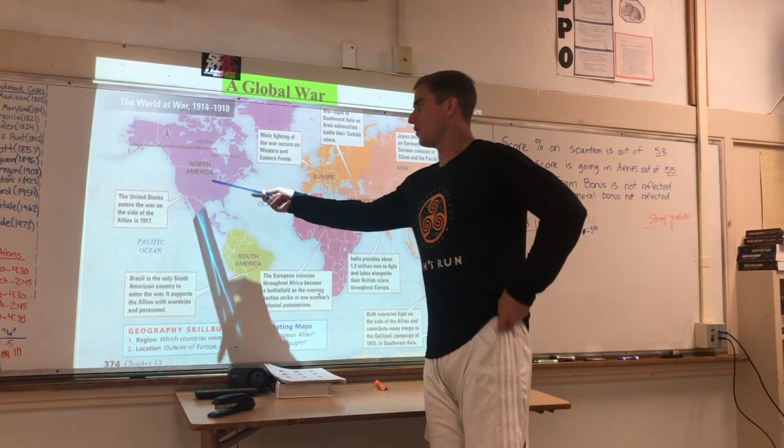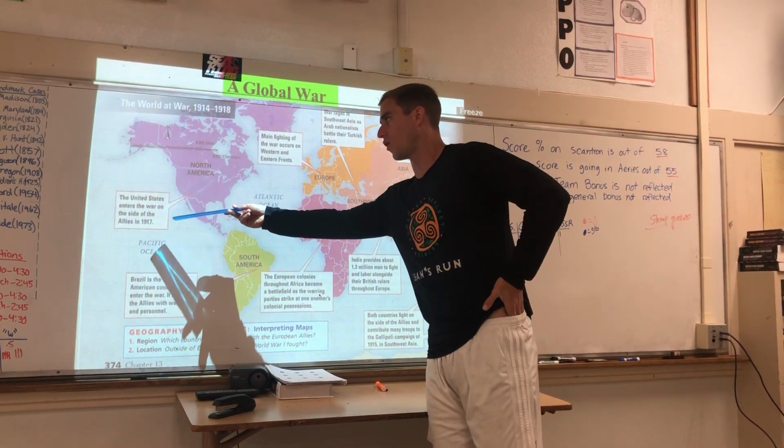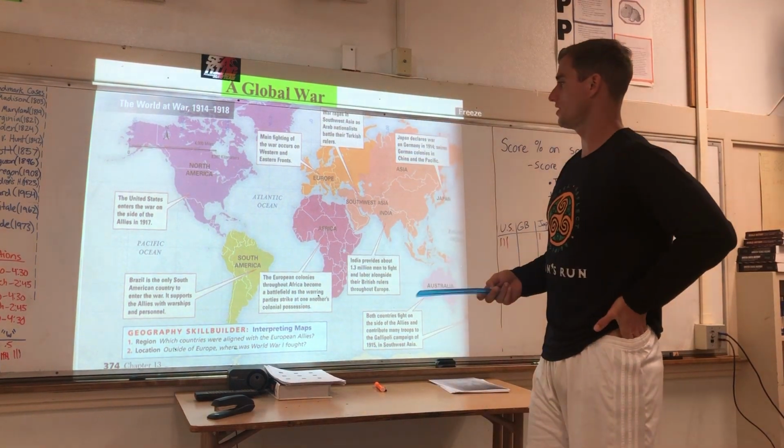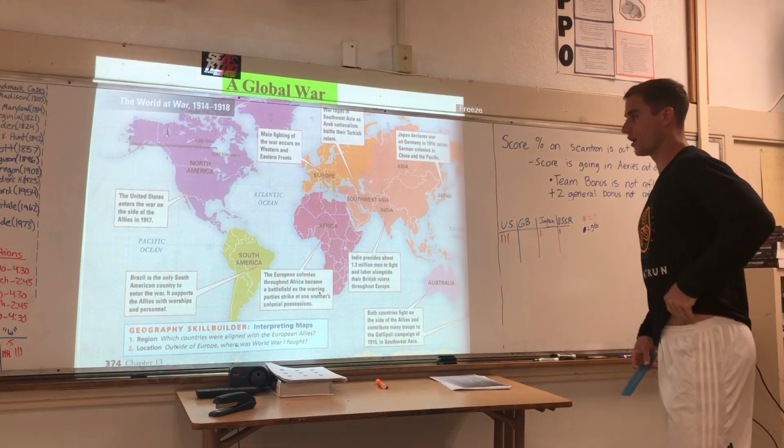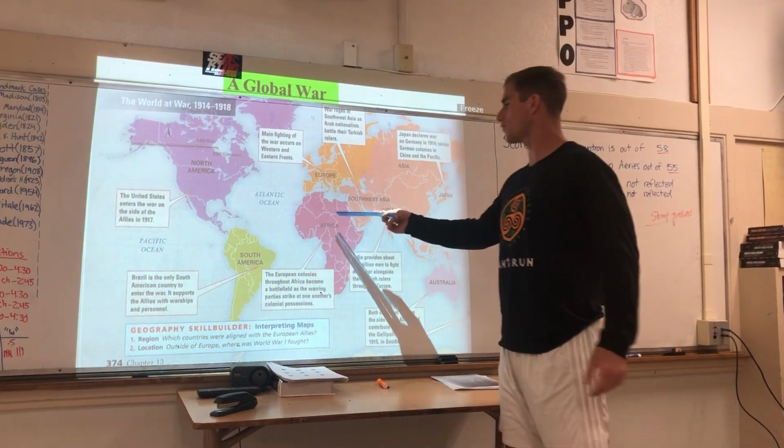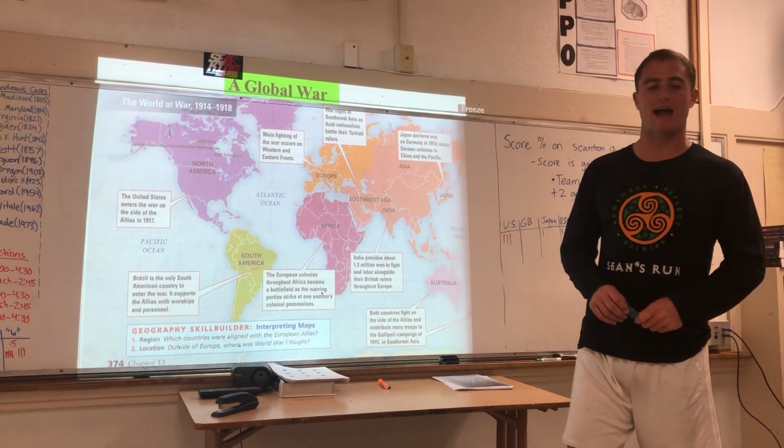First of all, the United States enters the war on the side of the Allies in 1917 and starts sending in troops. Most of those troops are going to come to the Western Front of Europe. But what about Africa, guys? We are going to see a lot of fighting in Africa.